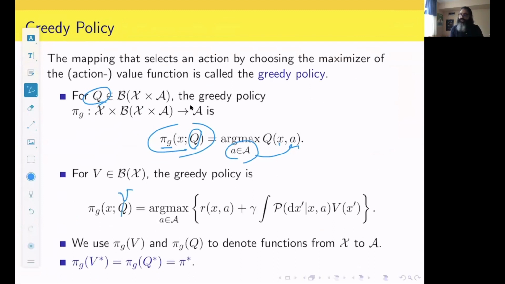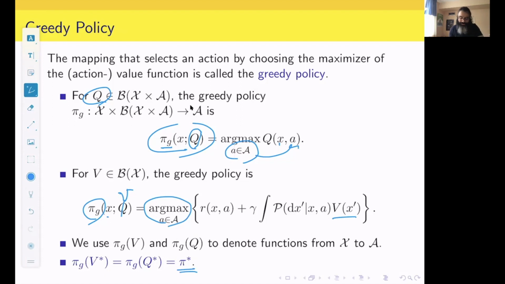For V, we can define the greedy policy for V. So it's essentially saying that as an input, it gets V and state X and computes the reward plus gamma times the expected value of V at the next state X prime, and returns the argmax. And that would be the greedy policy given V. So what we had from the previous slide is that if we pass V star or Q star to this greedy policy, or this operation that takes this maximization over actions, the result would be the optimal policy.